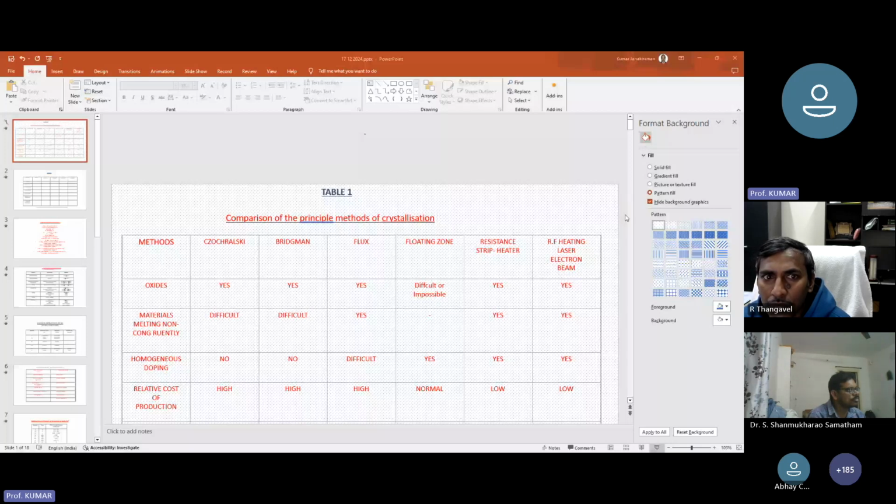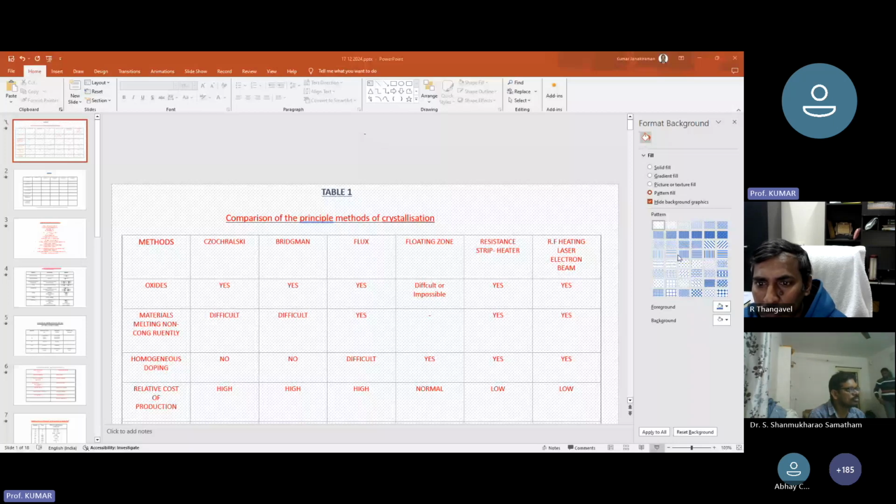Materials which have non-congruent melting point, which means if they have decomposition before the melting point, or if they crystallize or solidify into two different phases, both Czochralski or Bridgman cannot be used. The most commonly used technique is what is called the flux growth technique, and in this resistance heating or any of this heating can be used.